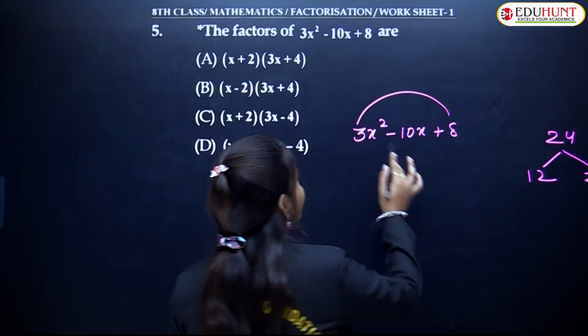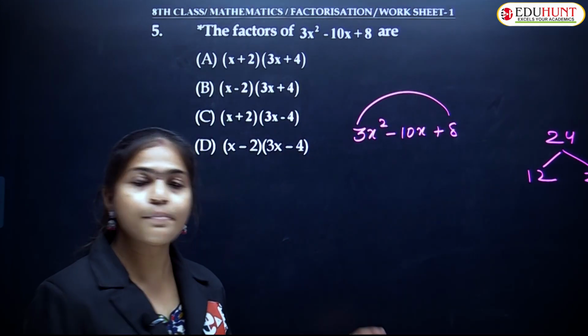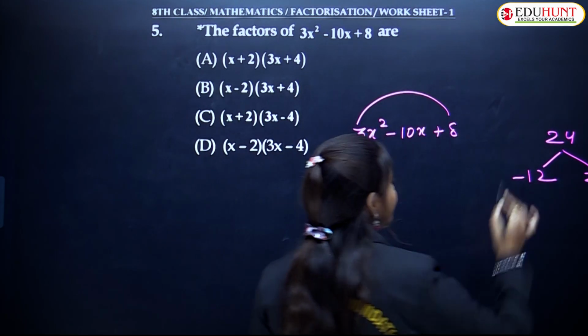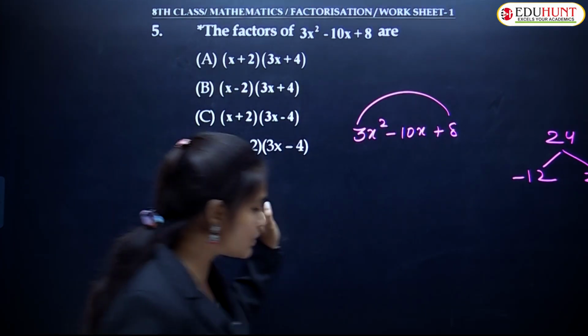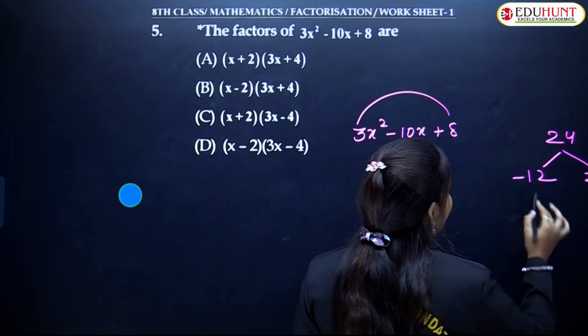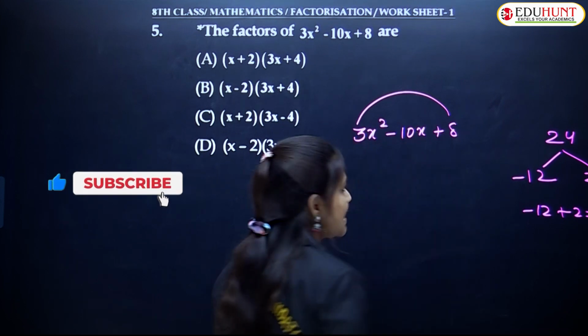Here we have the middle term as minus 10, so we can keep minus 12. The biggest number takes the negative sign, that is minus 12. Minus 12 plus 2 is equal to minus 10. So the middle term is satisfying.